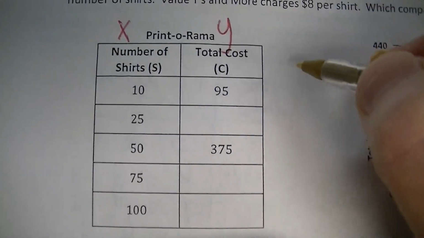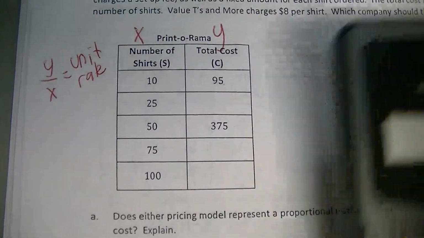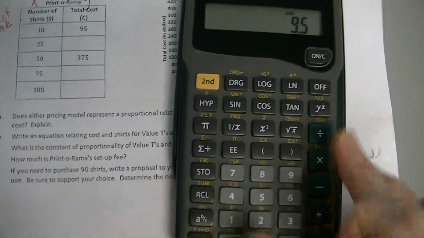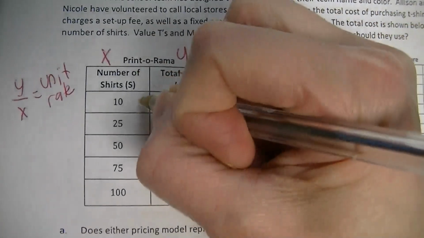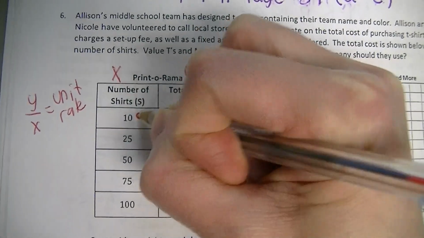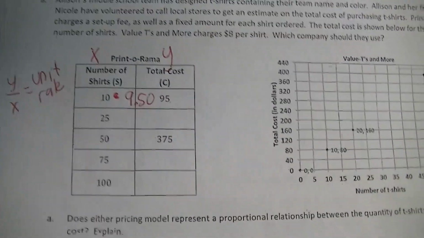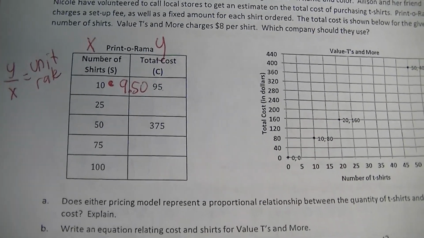And to find unit rate, you know you got to go Y divided by X. Okay, Y divided by X equals unit rate. I always want you to remember that. Okay, so I got to go 95 divided by 10, which is $9.50. So I multiplied by $9.50. So go ahead and do that for the next value in the table.